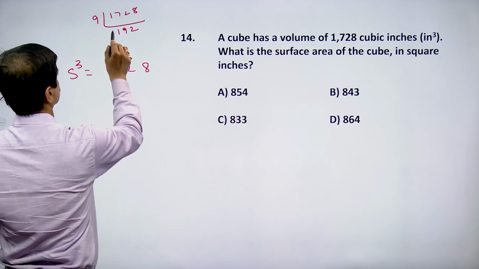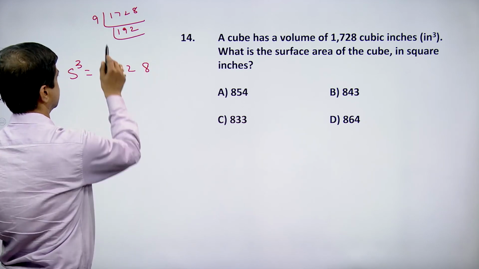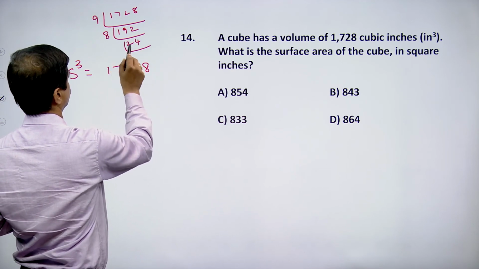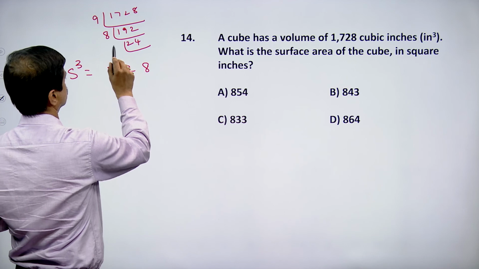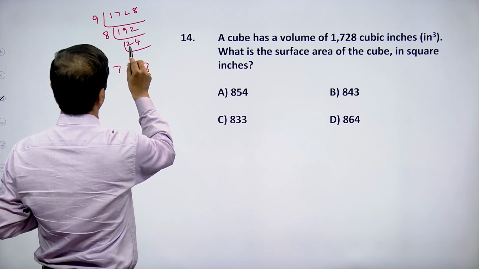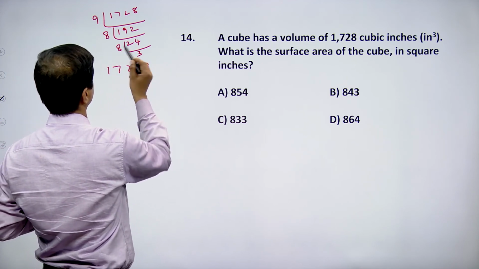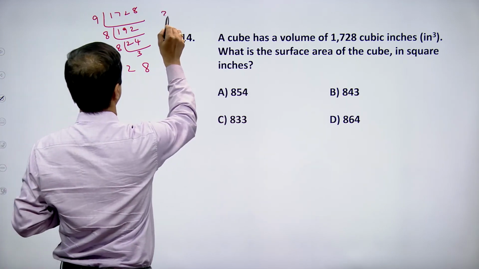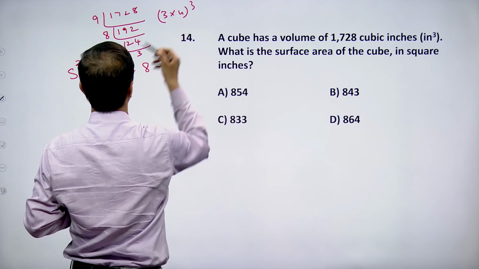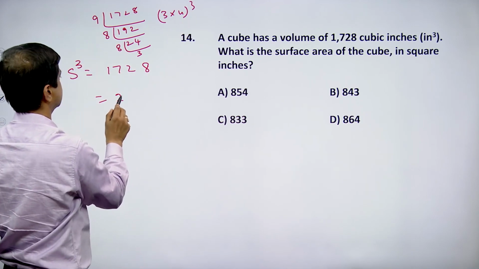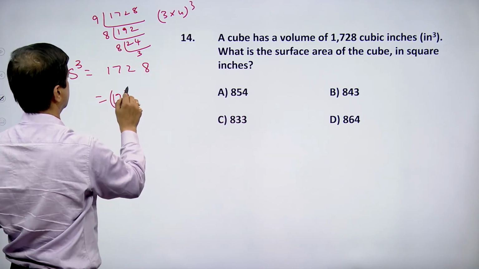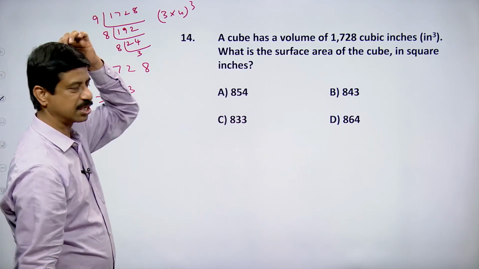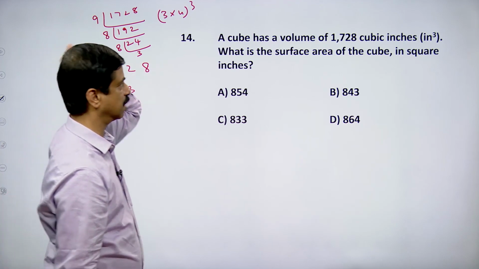No. So is it divisible by 8? 8 2s 16, 8 4s 32, so now you have 24. Again 8 3s 24. So this is 8 8s 64, so 3 into 4 whole cube, 24 cube. I can write this as 12 whole cube equal to s cube. The side is 12. So we got the side of the cube as 12, children.